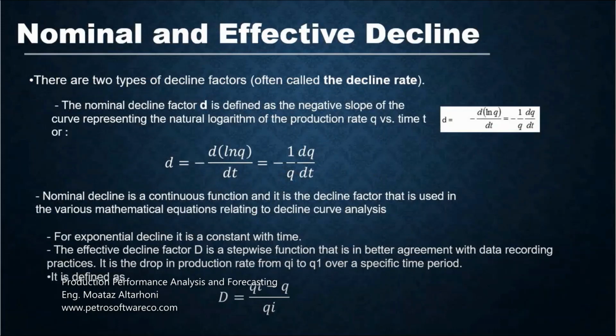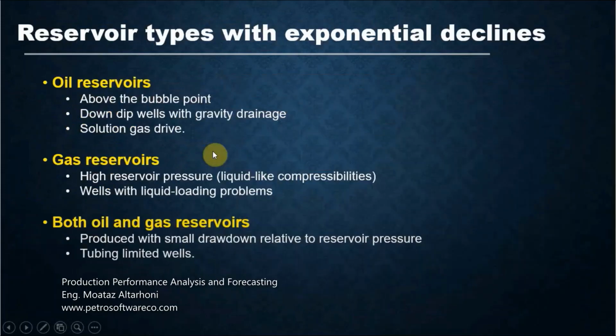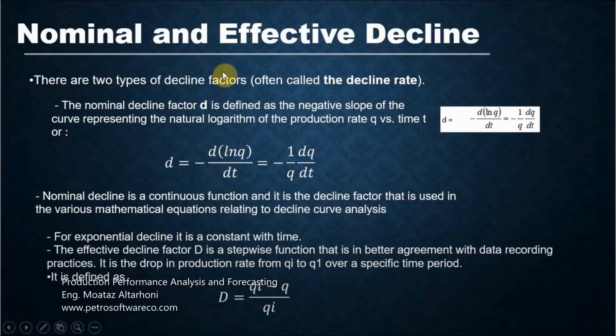Here we need to know more about nominal and effective decline. We see here we have a nominal decline, and the capital D which represents the effective decline. So what is the meaning of decline rate? The nominal decline rate is small d. It's defined as the negative slope of the curve representing the natural logarithm of the production versus time. That's the main equation for the nominal decline. The relation is between the y-axis, log q, and time, divided by the time, so the slope will be negative for this nominal decline.